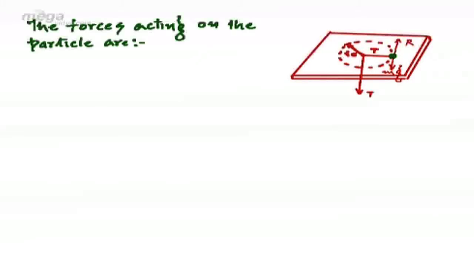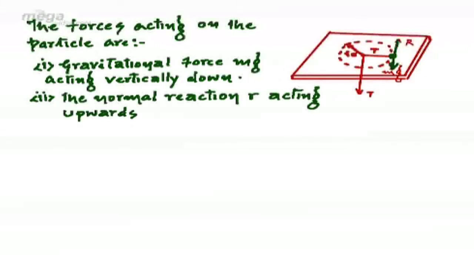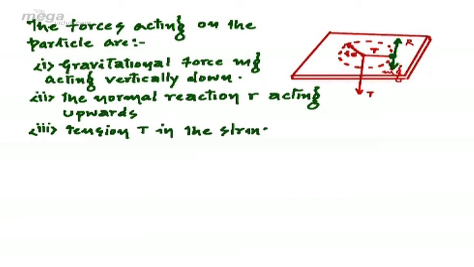Since the particle is placed over here, the forces acting on the particle are, first, the gravitational force mg acting vertically downwards. The second force is the normal reaction R acting upwards. And the third is tension T in the string, and this tension will be acting along the table.